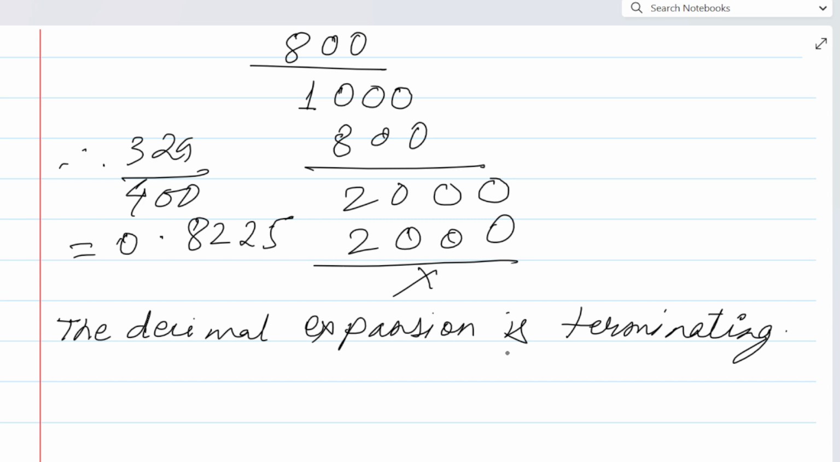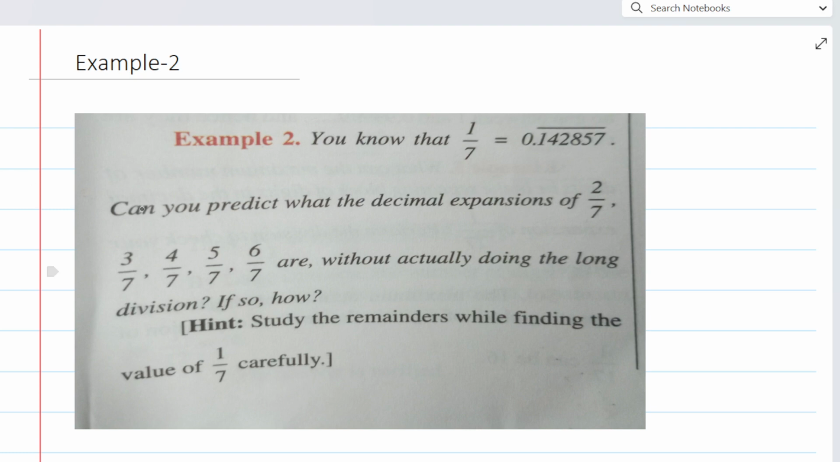Let us quickly do question number 2 also. Example 2. So this is the question which I have taken exactly from the book. What is the question? You know that 1 by 7 is this one. That means if we divide 1 by 7, you'll get this pattern.